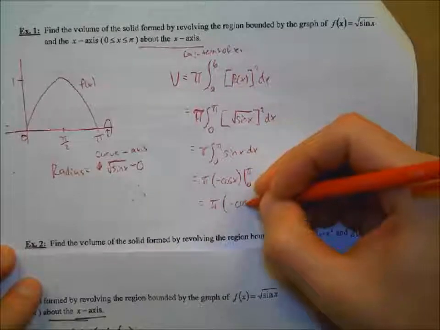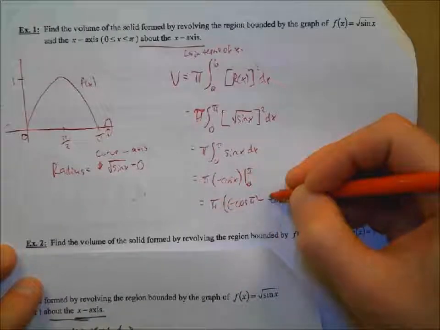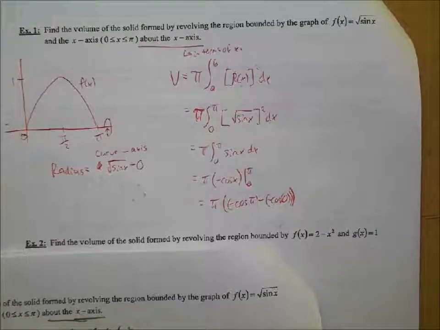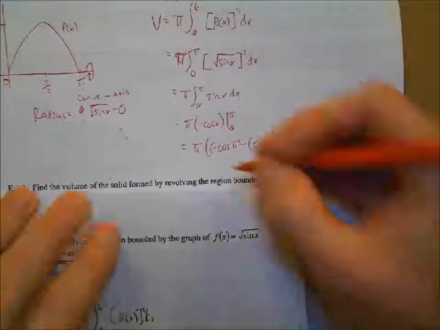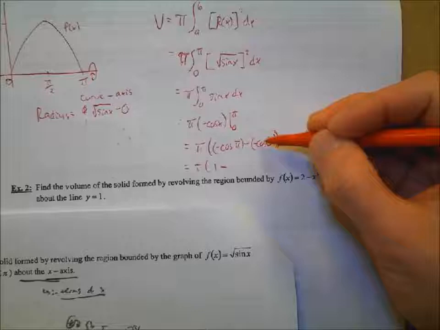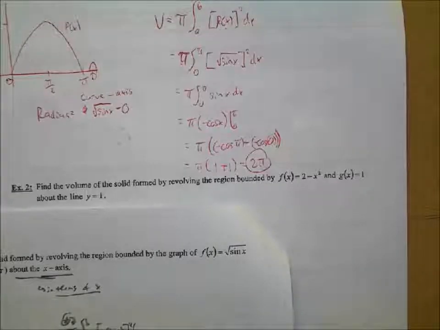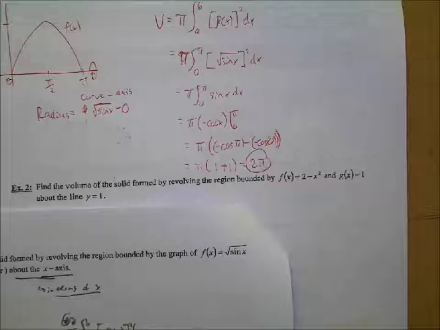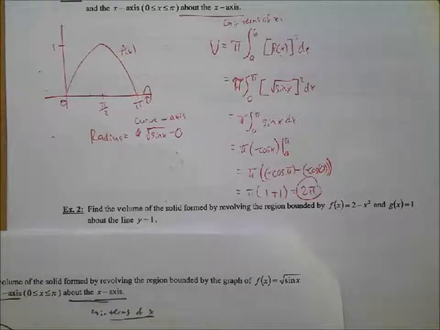Okay, so then we'll do negative cosine pi minus negative cosine 0. So many parentheses here. Maybe went a little overboard. Cosine of pi is negative 1, but it's negative negative 1, so it becomes positive 1. And then cosine of 0 is 1, but it's negative 1, then minus negative 1, so it becomes plus 1. And so we get 2 pi. So the volume of that crazy-shaped object, when you rotate it there, would be 2 pi units cubed. Questions on any of that?